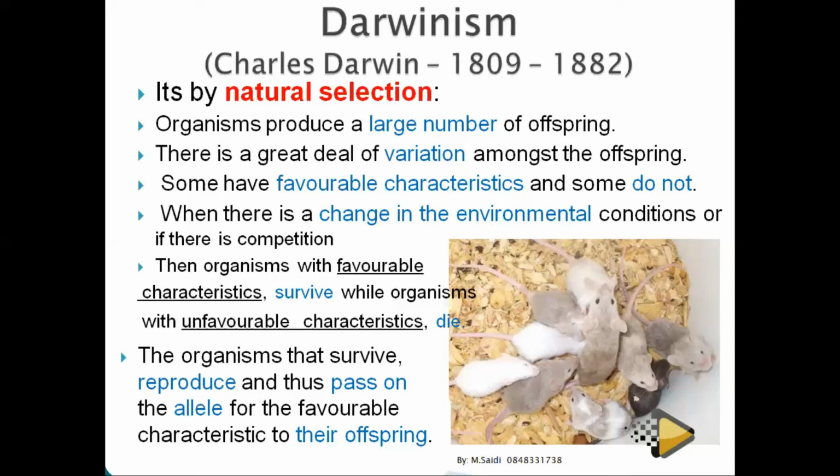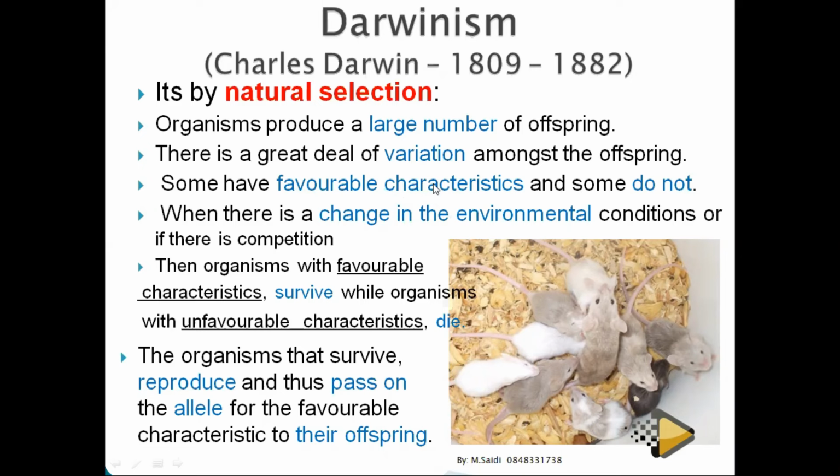So I repeat. These are the observations he used. Number one, organisms produce a large number of offspring. So whenever you explain, you must include large number of offspring. There is a great deal of variation. Whenever you explain this, you must talk about this great deal of variation. So if they say explain giraffes, you must talk about variation: some have long necks, some have short necks. Some have stripes, some have no stripes. Some are big, some are small. That's the variation. Some have favorable characteristics and some don't.